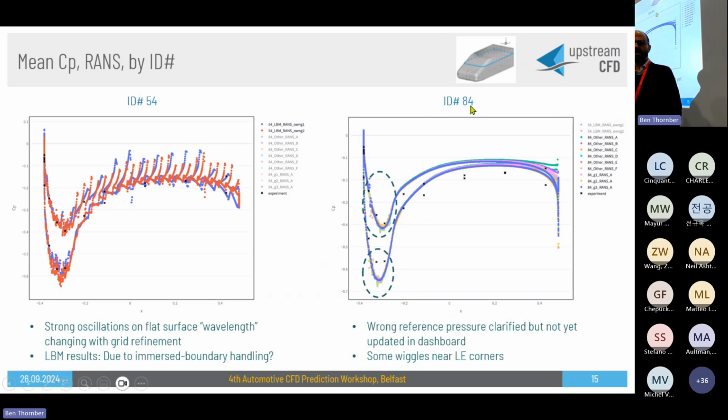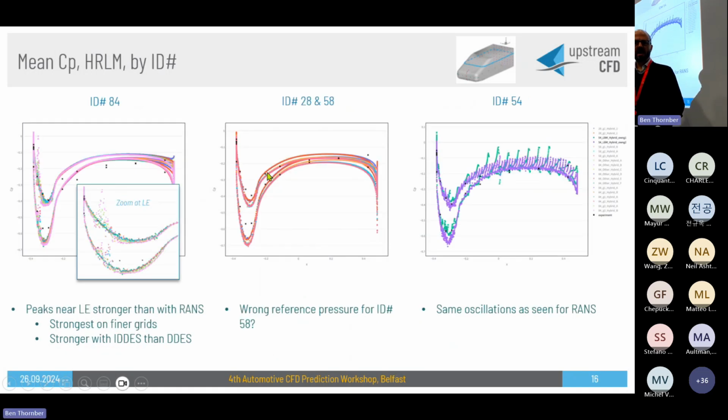ID84 is on a body-fitted mesh, and we see a few wiggles upstream of the corners. Yeah, near the leading edge corners, and we'll see a little bit more about those later. Now we're looking at Hybrid RANS-LES and doing the same thing. So this is again ID84, and those wiggles have grown.